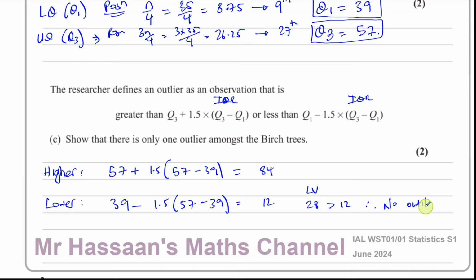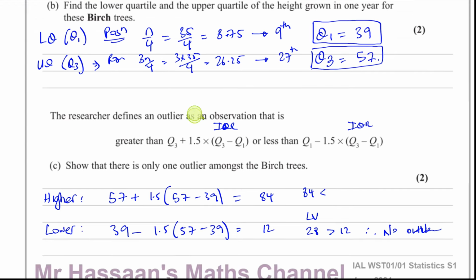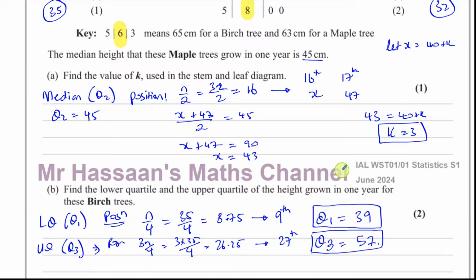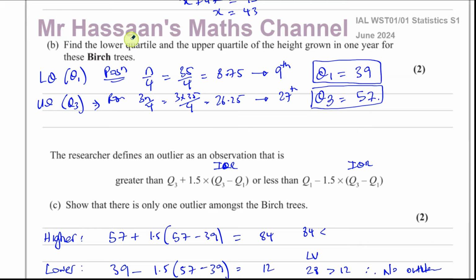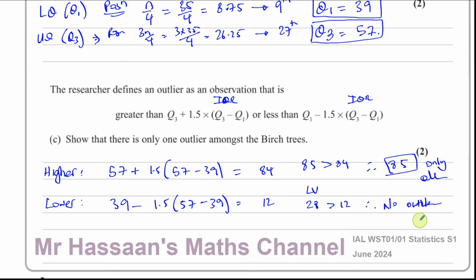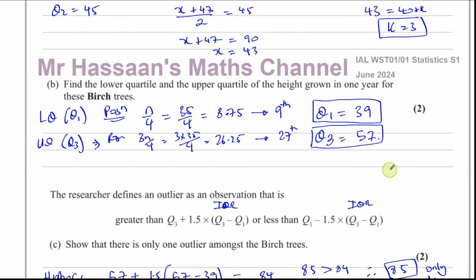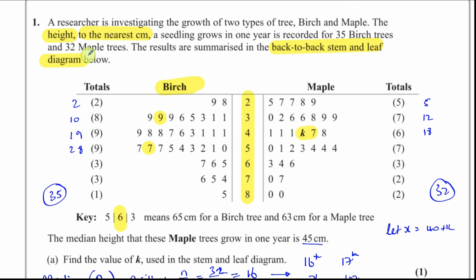But for the upper end, we can see that 85 is greater than 84. 85 is outside of our outlier limit. Therefore, 85 is the only outlier. So that's how we determine that this is the outlier. So now we have that information.